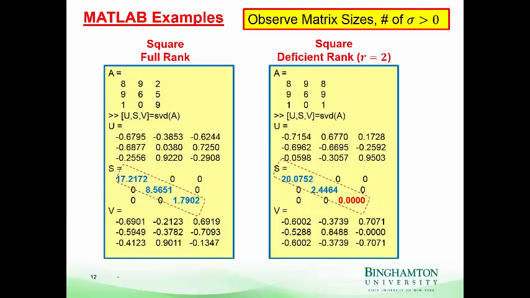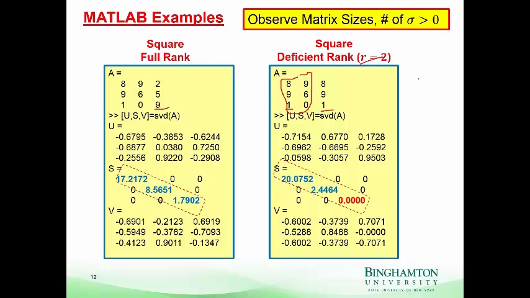Let's look at a square matrix, but deficient rank. So what did I do? I took the original A, and notice that I replaced its third column with this, which happens to be the same as the first column. Just a cheap and dirty way to make a deficient rank matrix. So the first two columns are still independent, so I know that I have rank 2. And you can plug this into MATLAB and do the rank command, and it'll tell you rank 2.